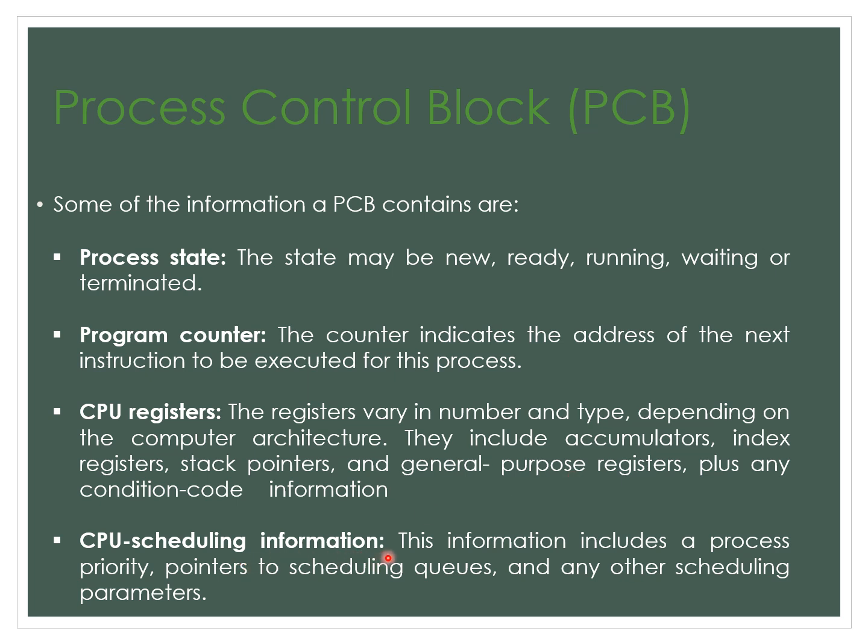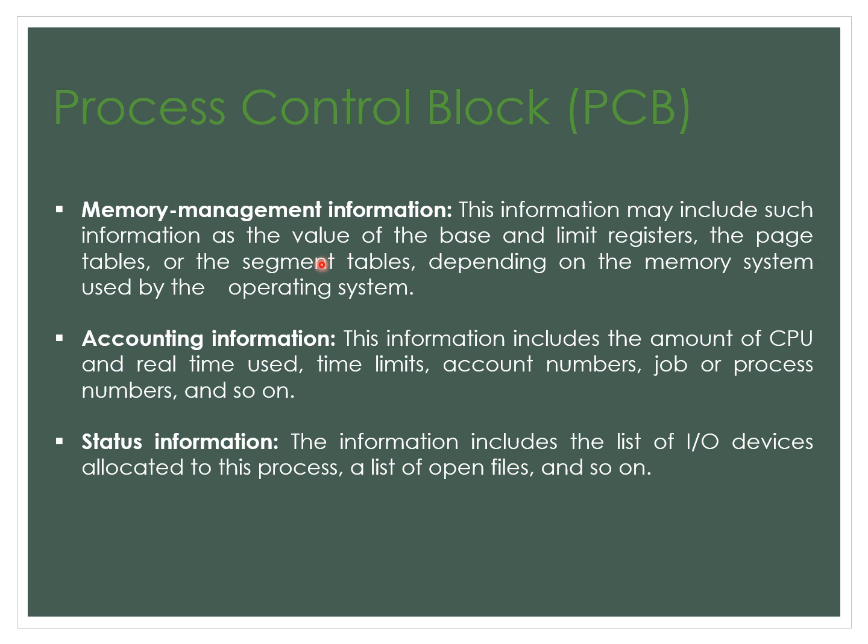CPU scheduling information. This information includes a process priority, pointers to scheduling queues, and any other scheduling parameters. Memory management information. This information may include such information as the value of the base and limit registers, the page tables, or the segment tables, depending on the memory system used by the operating system.